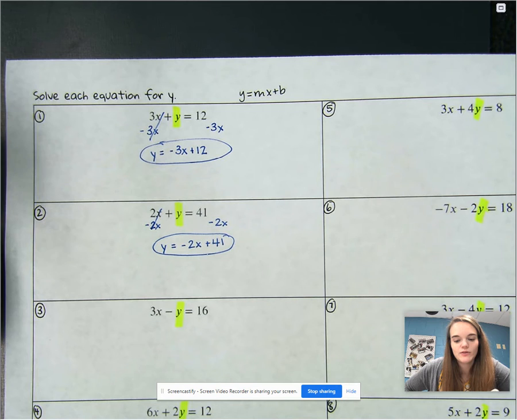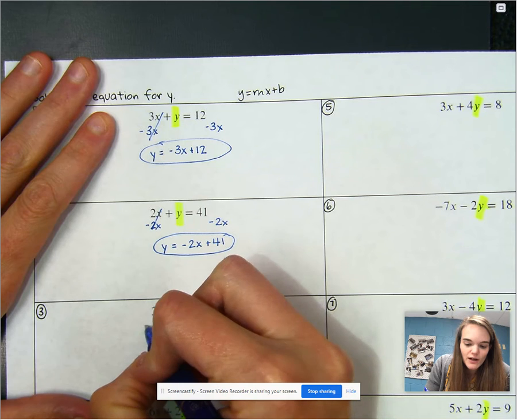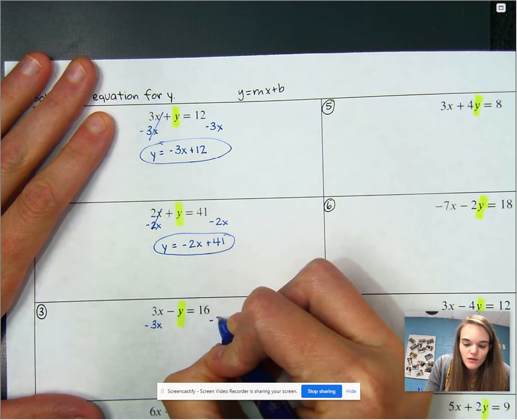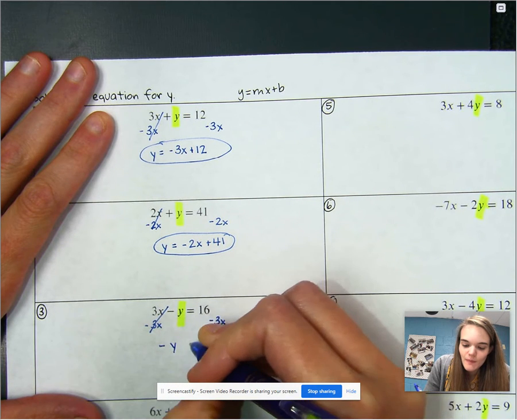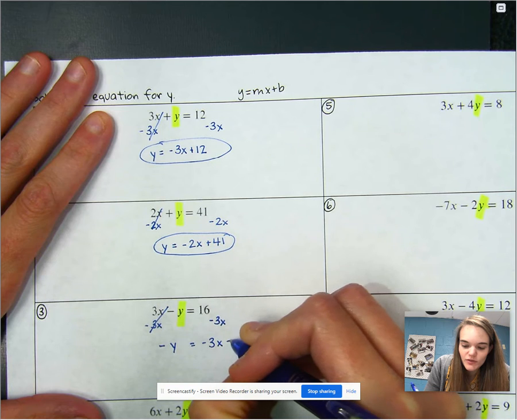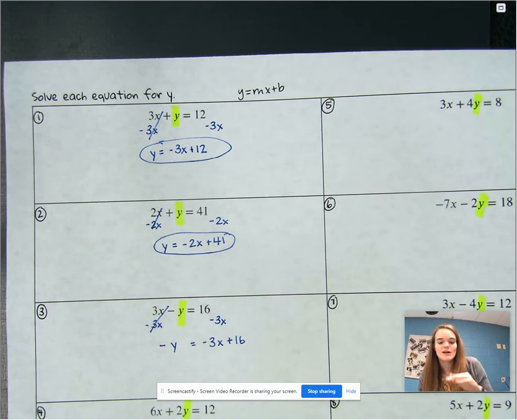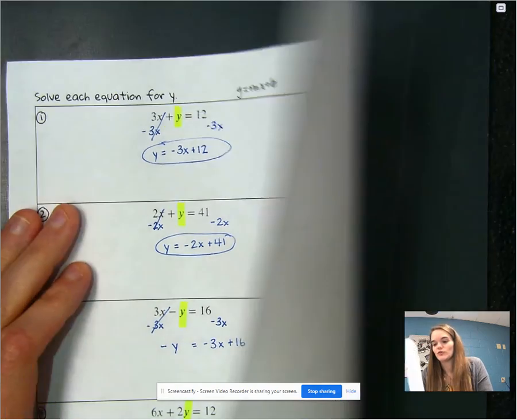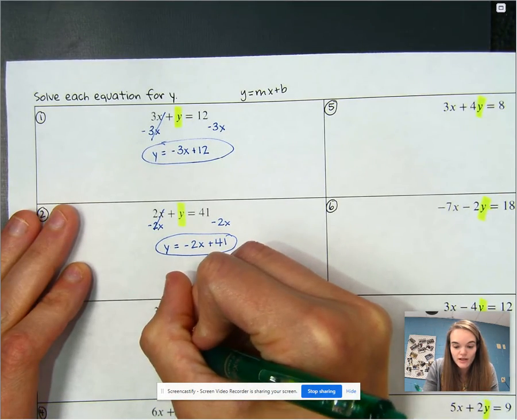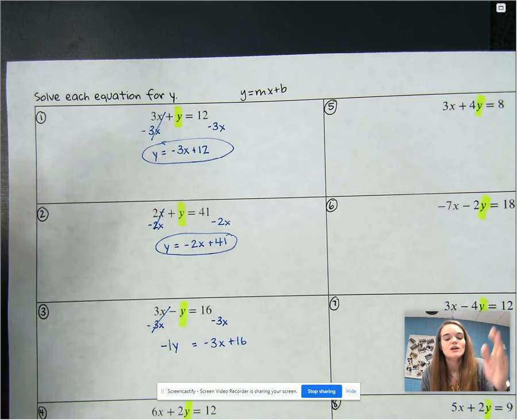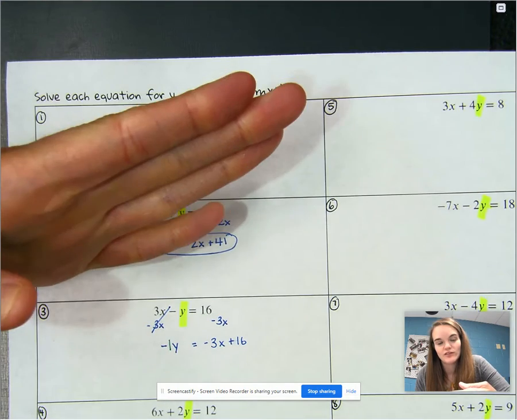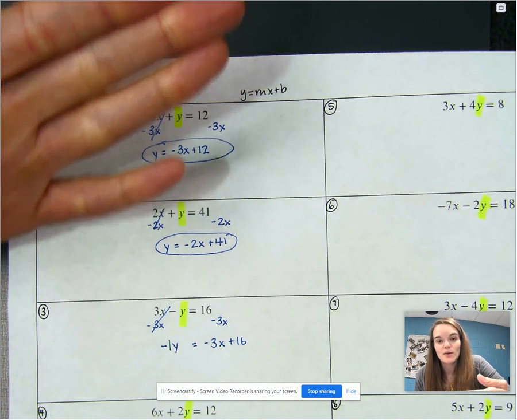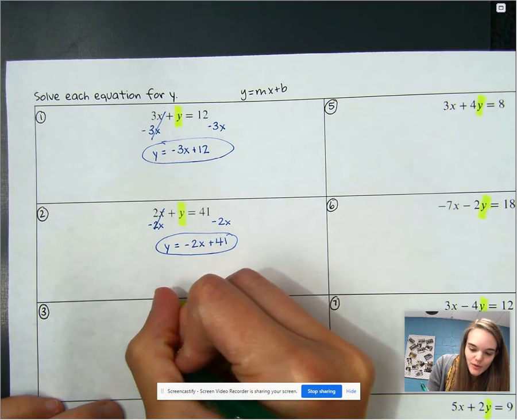Number 3, go ahead and try that one. First step is always to move x. Okay. Subtract 3x. Bring down the negative. Negative 3x plus 16. Now I've got a problem. I'm not finished. It has a negative in front, which is the same as having a negative 1 in front. Add that if you need it. So my first step for these is always to move the x to the right side. Well, if I have a number in front of y, I'm going to divide by that number.